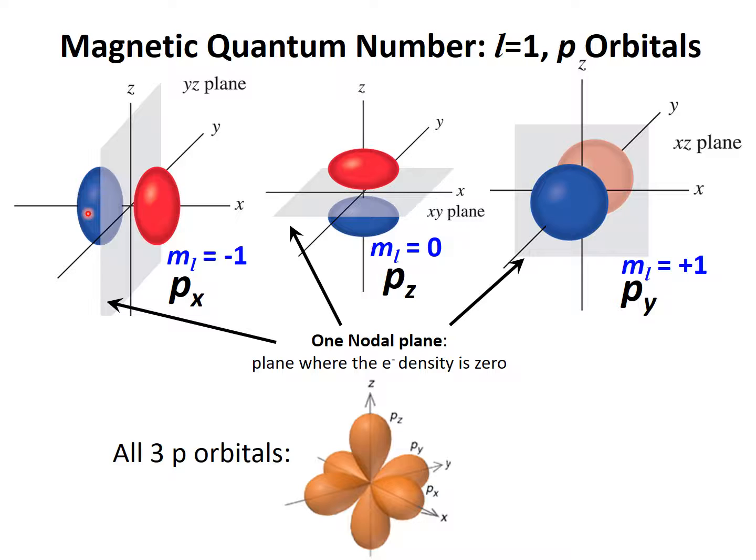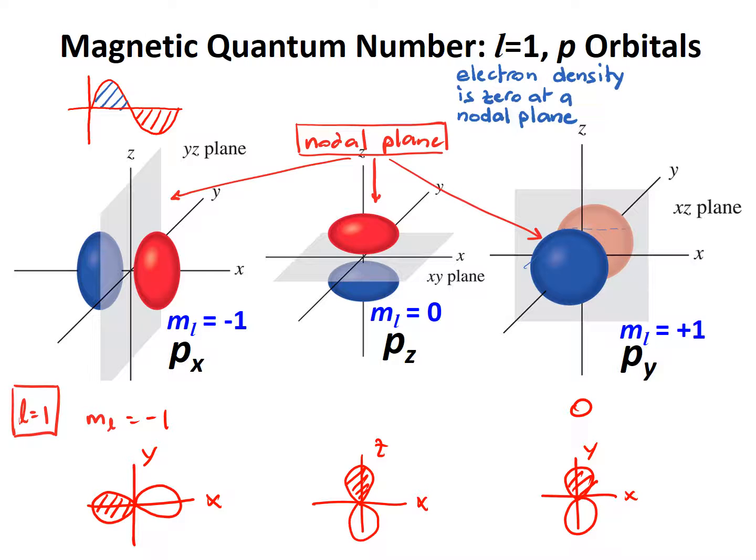Another important feature of the p orbitals is that the lobes for each of the p orbitals have different phases. So as we go from the left side through the nodal plane to the right side, we can see that the phase of the wave changes from blue to red, and vice versa. And this feature is present for each one of the three different p orbitals. At the bottom here, we've put each of the three p orbitals together.